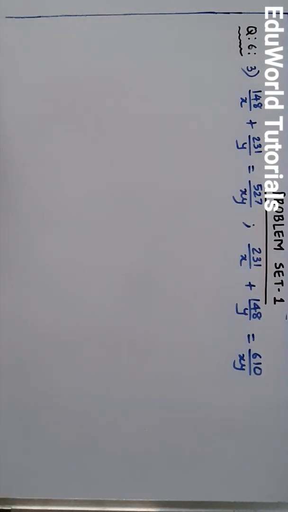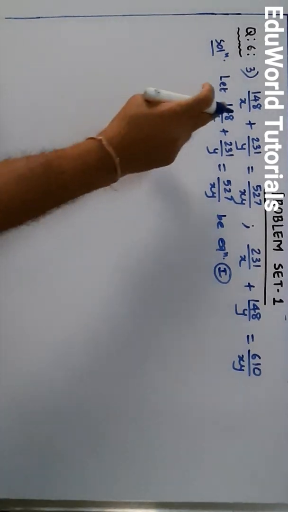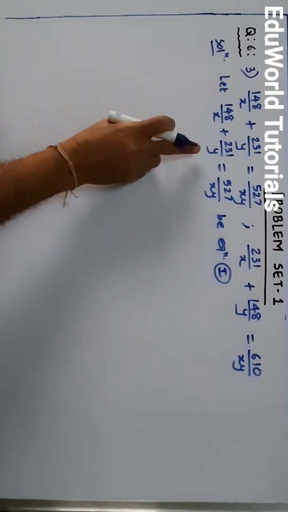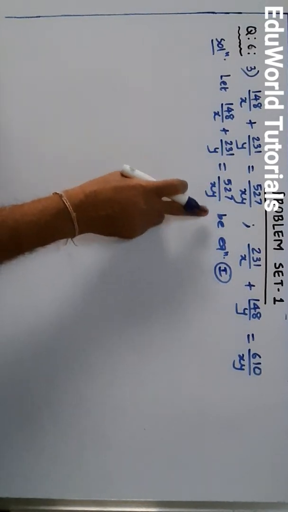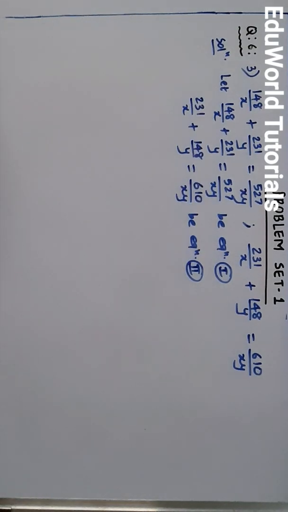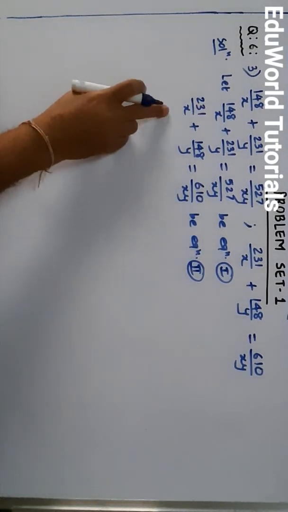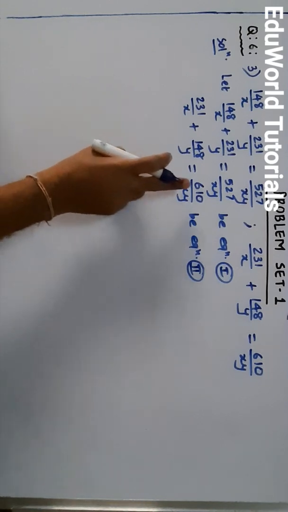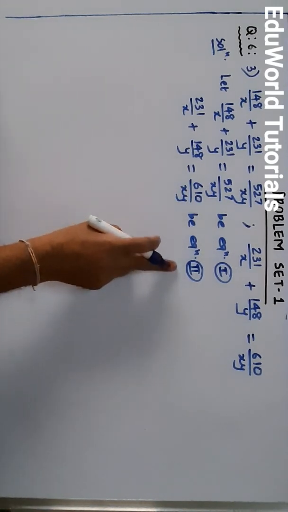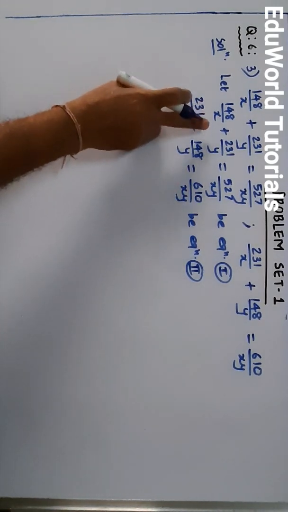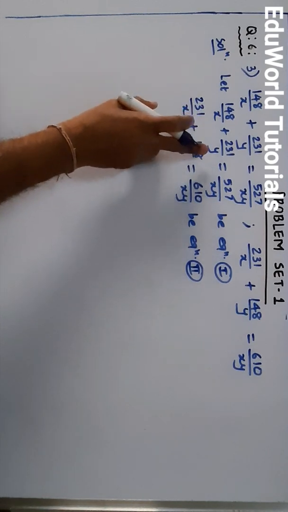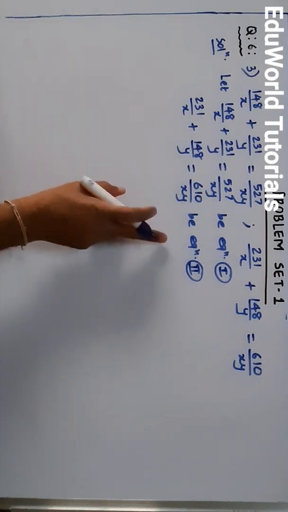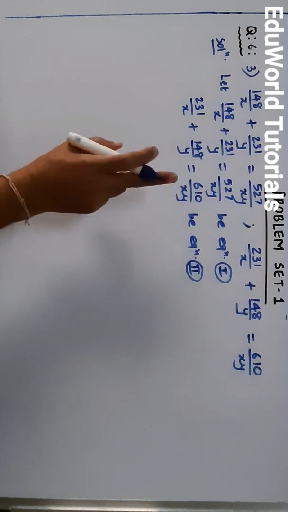Okay, the first equation will be 148 upon x plus 231 upon y is equal to 527 upon xy, be equation 1, and 231 upon x plus 148 upon y is equal to 610 upon xy, be equation number second. Now in the denominators you see x, y and xy terms. So let us multiply each equation by xy.